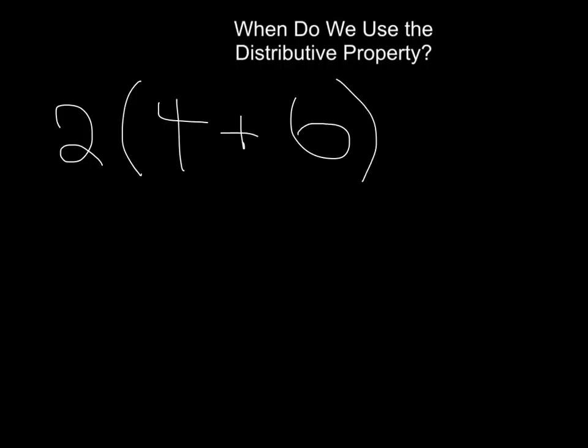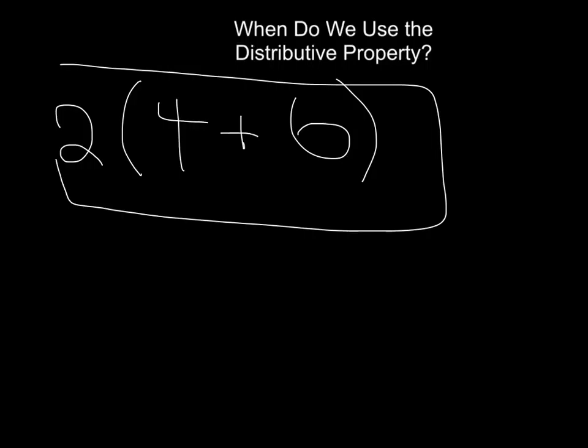When do we use the distributive property? Well, you use the distributive property anytime you find a problem that looks like this. It would have a number, and next to the number would be a parentheses with two numbers and maybe some variables inside of it. You can find these kinds of problems in equations or in PEMDAS problems.